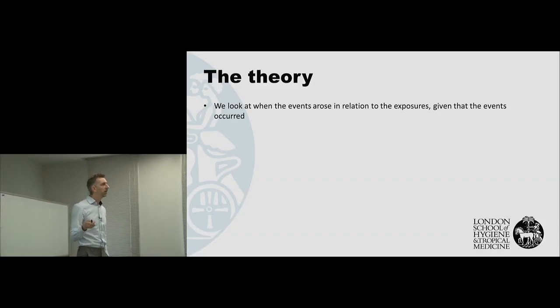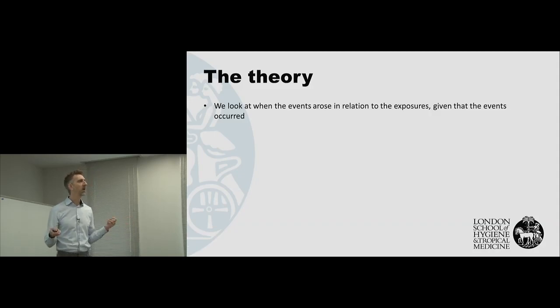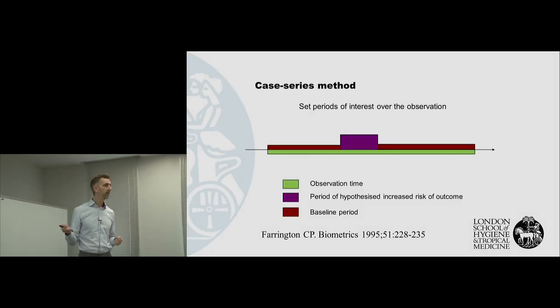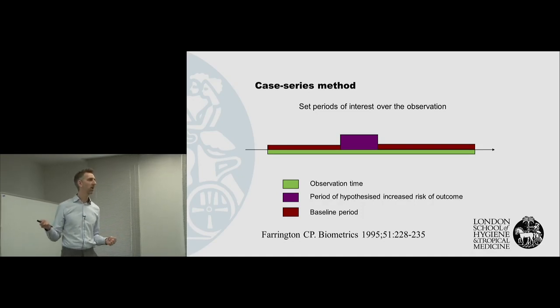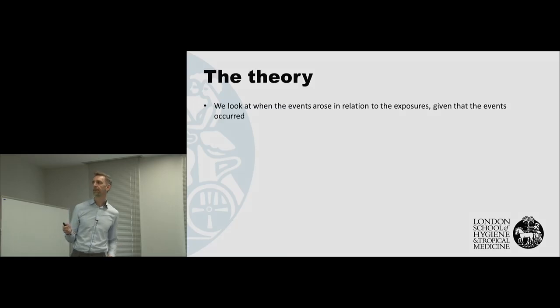What we then do is look at when the outcomes happened related to the exposures, and the assumption, or the condition, is that the event definitely happened. So everybody in our study will have both the exposure and the outcome that we're interested in. Yeah? This is a really important point about this study design. Everybody has both the outcome and the exposure at some point in time.